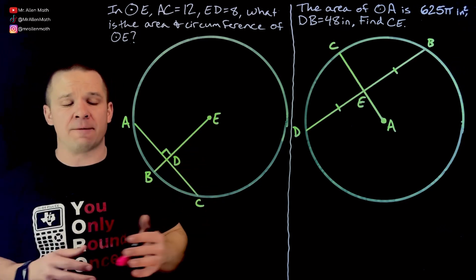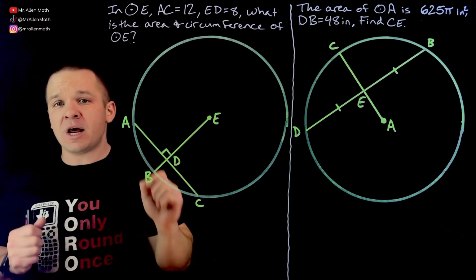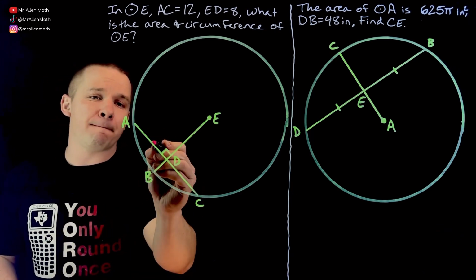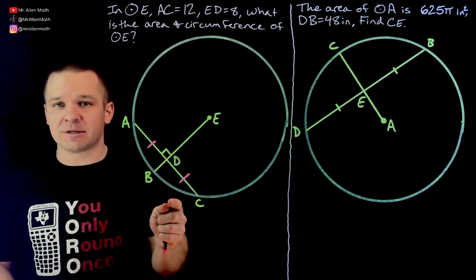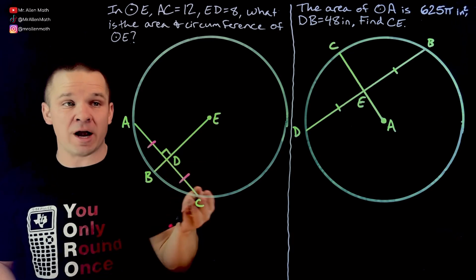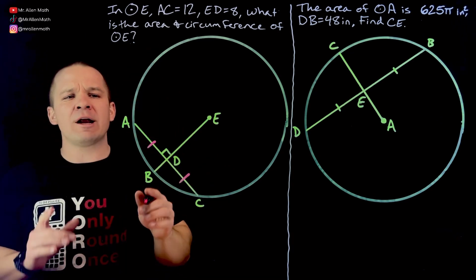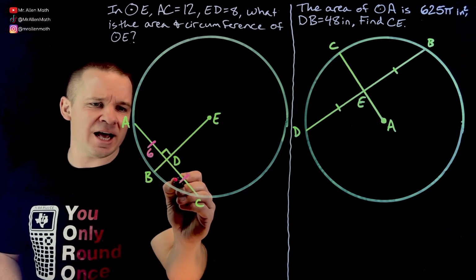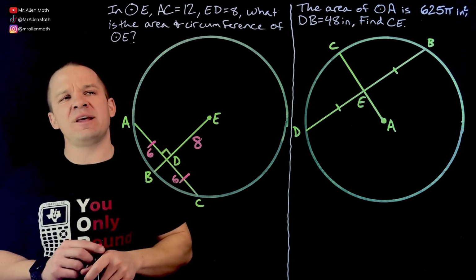Now, here's the cool thing. When a radius is perpendicular to a chord, it also bisects that chord, so we get two congruent segments. The same goes the other way: if it's bisected, then I get perpendicularity, or a right angle. Now, if we label this, AC is 12, so why don't I label this as 6 and 6? And ED is 8, and I want to find the area and the circumference.